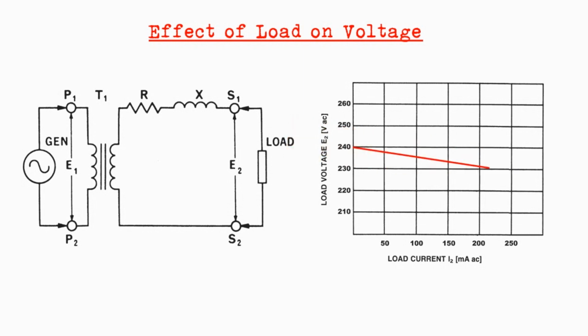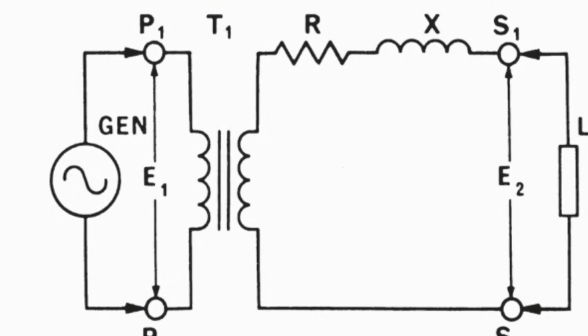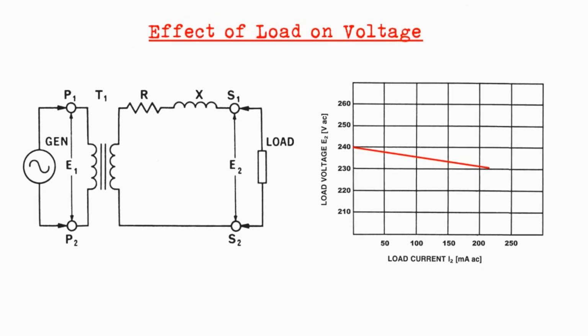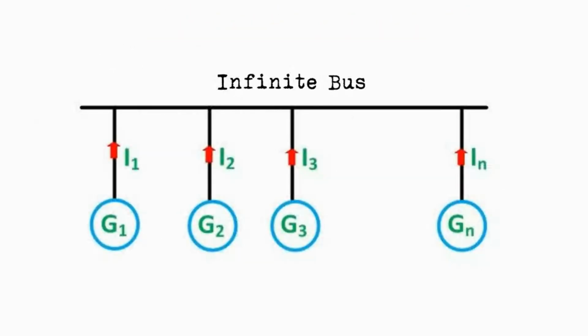This is the same graph that you've done in the lab. So this is not an infinite bus. This is a single generator running separately. But what we have in our power system is so many generators connected to the bus.